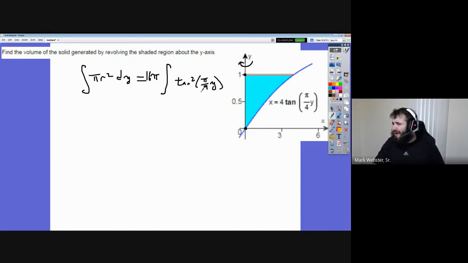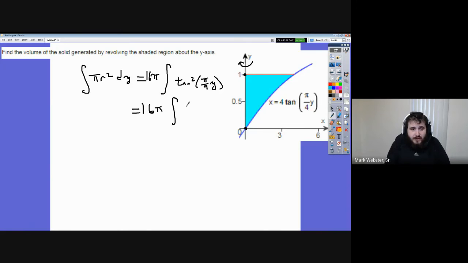Well, I don't know how to integrate tangent squared. No one ever taught me that. How do I fix this? Well, if you remember, tangent squared is secant squared minus 1, right? Because 1 plus tangent squared equals secant squared. Back from trigonometry. Going all the way back to last year for you guys. A while for me, so you'll have to excuse me.